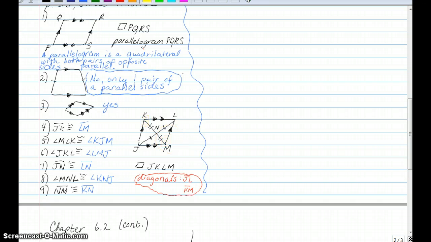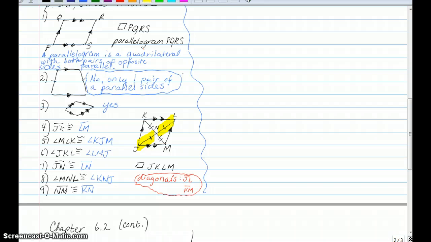And then on number 7, JN, that's right here, JN. Now that is going to be congruent to LN, but we're going to talk about why that is, and then we'll go back and fill all that in. The reason that these are congruent is because JL is being bisected by KM. So these two are congruent because it is being bisected.